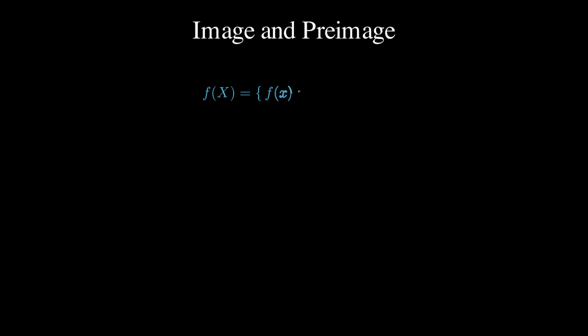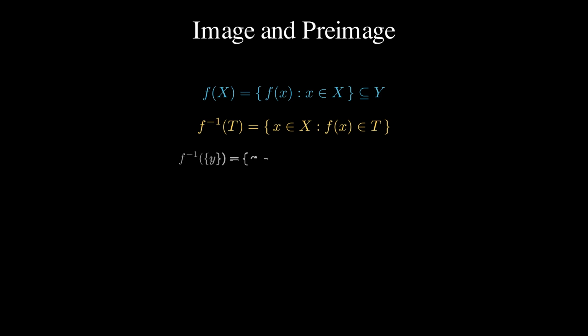The image is the set of values the function actually attains, all the f of x as x ranges over the domain. It is a subset of the codomain and need not fill it. Going the other way, the preimage of a set T is the collection of all inputs that land in T, every x whose output lies in T. The most useful case is the preimage of a single value, called its level set. All the x that map to that one value.